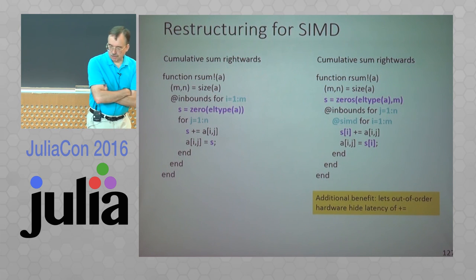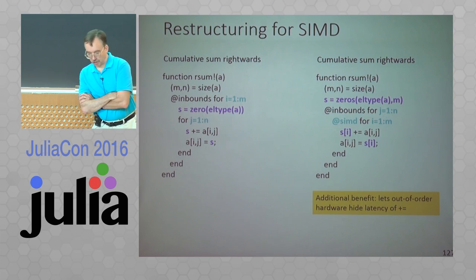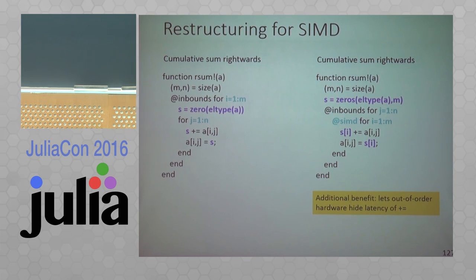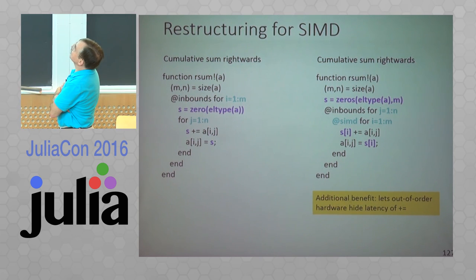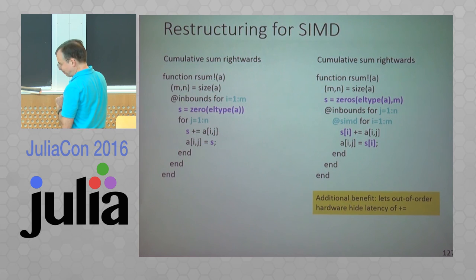Okay, the point I wanted to get across here is restructuring. The one on the left is the original code. And if I want to restructure it, actually, perversely, let's see, what's the deal here? Oh, the loop order. I'm shuffling, putting the innermost loop, I need it to be the i loop there.